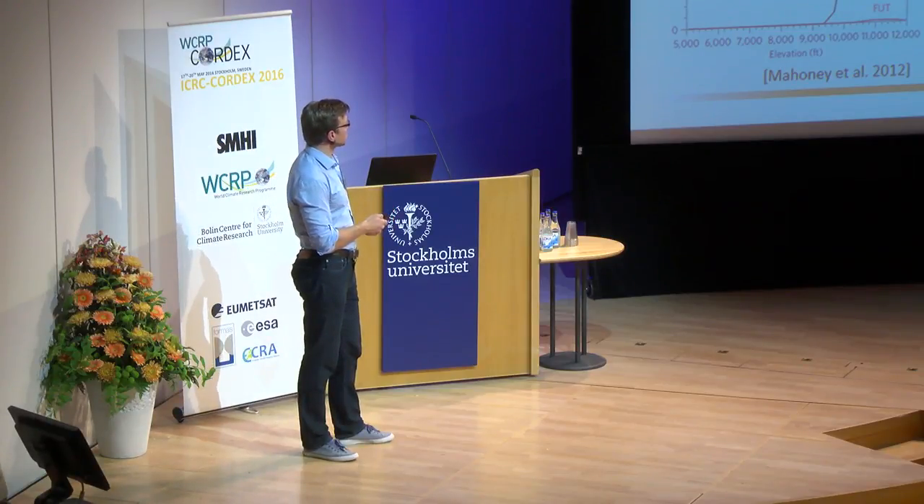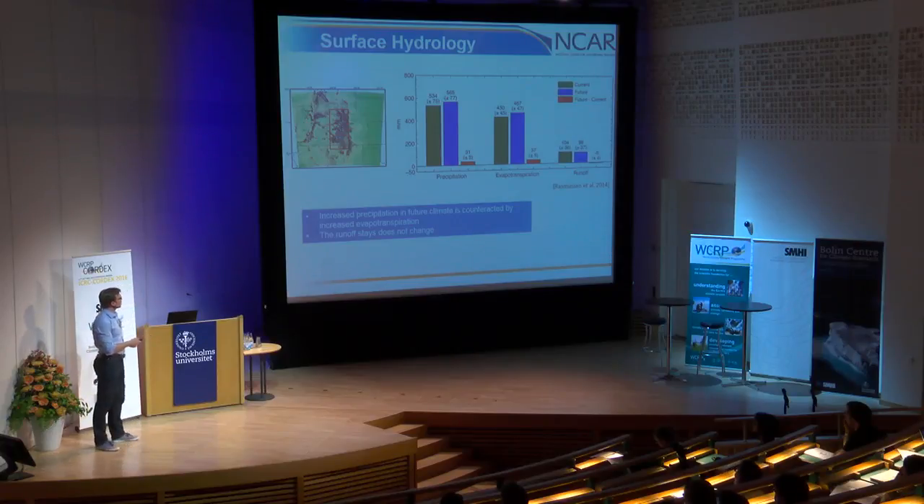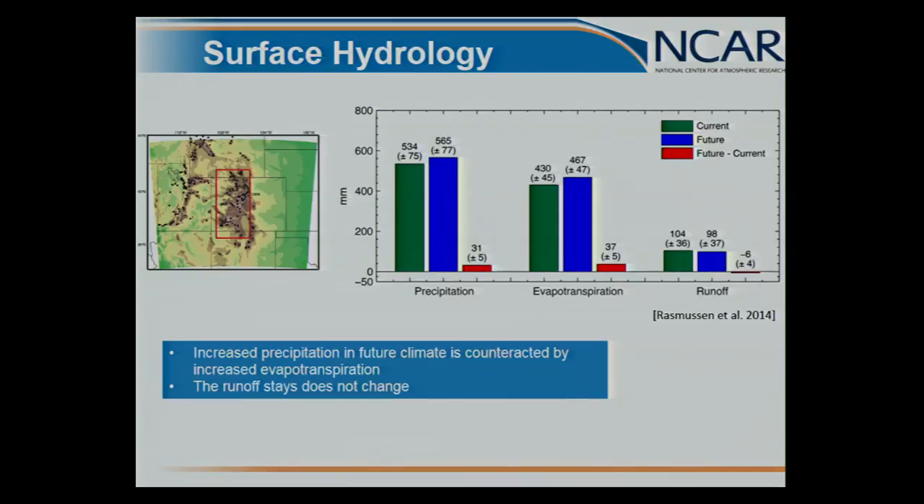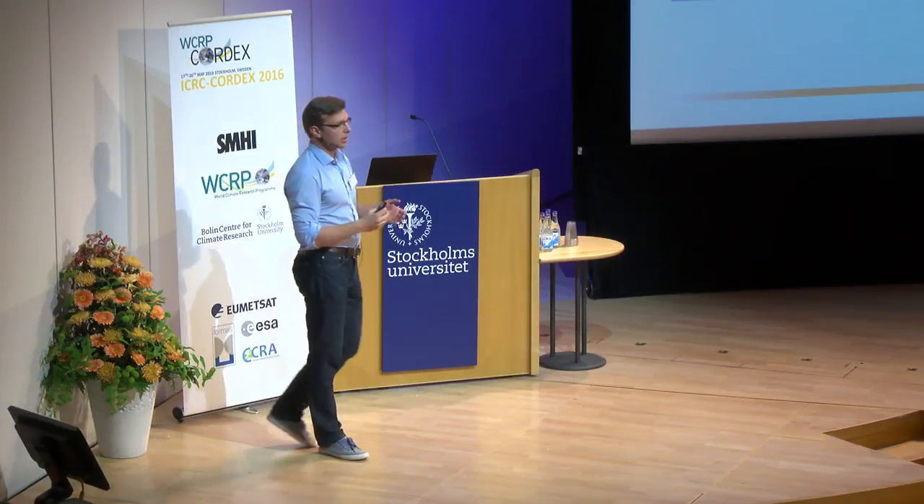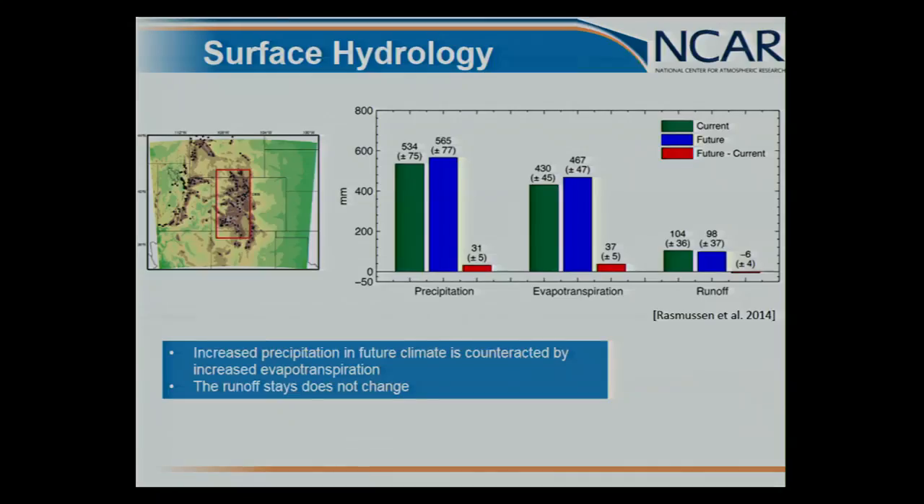explicitly resolved. And the last study that I wanted to highlight is again by Roy Rasmussen, 2014, and they looked at the water balance in this region here with a convection-permitting model, and what they found was that they have a net increase in precipitation in the future climate. So the future is the blue one. However, if you look at the runoff, there's not really a change in the runoff. So what's happening here is that this increase in precipitation is compensated by an increase in evapotranspiration. So this is really showing you that you really have to look at the whole water balance to understand how the hydrology in the region will change in the future.